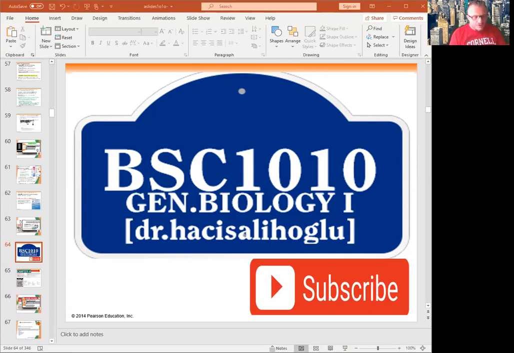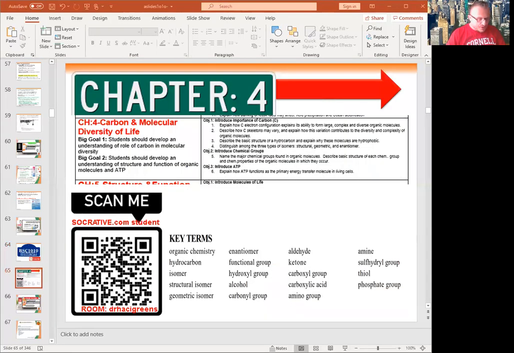Today I'm going to cover chapter 4, carbon and molecular diversity of life. Let's get started. Okay, so carbon is essential to the diversity of life, which depends on complex organic molecules that can be straight or branching chains and rings and may exist as isomers. Carbon can make 4 covalent bonds and can bind with chemical groups that confer specific properties.